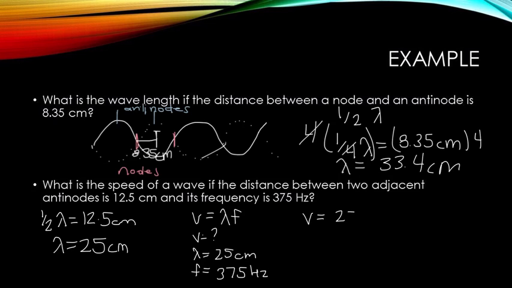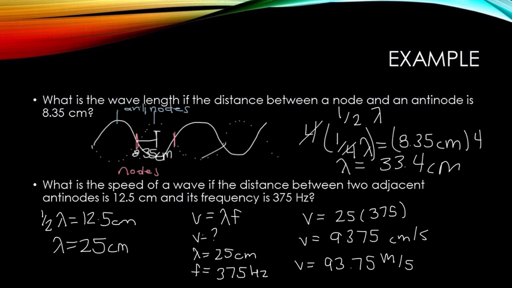V equals 25 times 375. Okay, so V ends up equaling 9,375 centimeters per second, which isn't a unit that we use, so let's convert this into meters. So I'll divide by 100. So the velocity equals 93.75 meters per second.